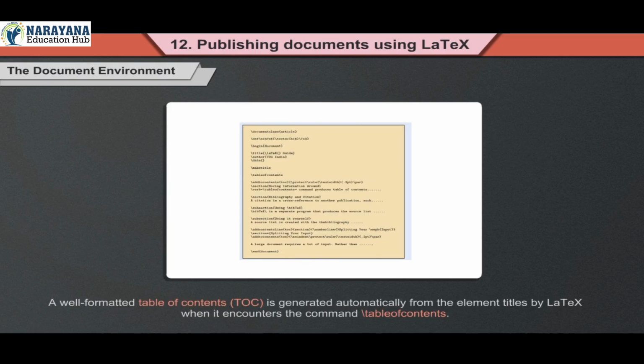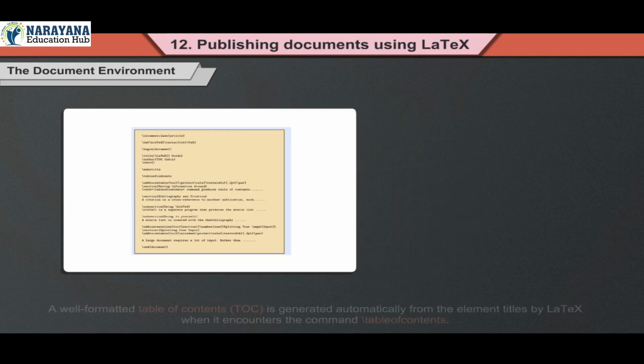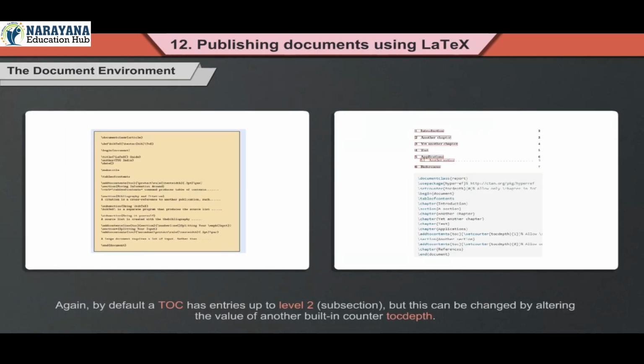A well-formatted table of contents, that is TOC, is generated automatically from the element titles by LaTeX when it encounters the command \tableofcontents. Again, by default, a TOC has entries up to level 2, that is subsection, but this can be changed by altering the value of another built-in counter, tocdepth.